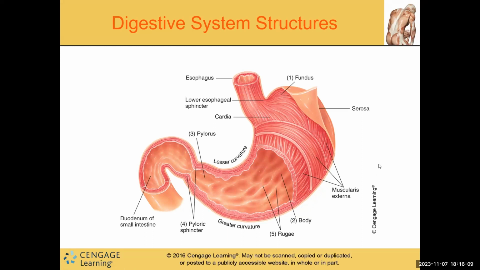And then the body of the stomach is the main part. You don't need to know this, but there's the greater curvature and the lesser curvature. The lesser curvature is on top, it's smaller, and then the greater curvature is at the bottom, and it's the main curvature of the stomach. Pyloric sphincter, here's the other sphincter at the base of the stomach. And then it opens into the duodenum of the small intestine.